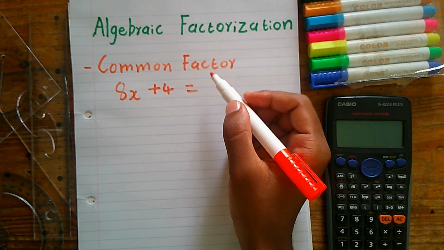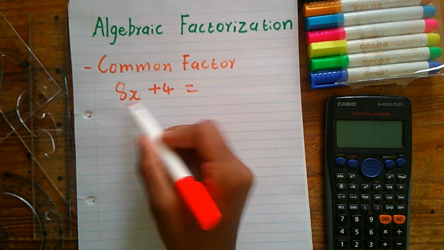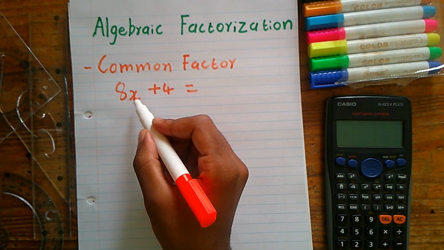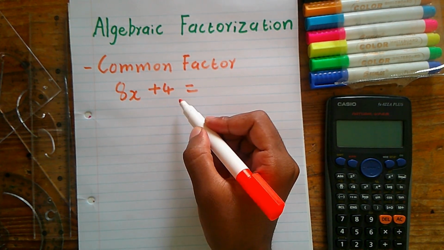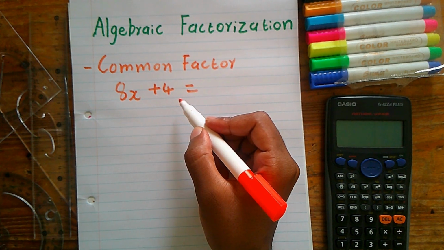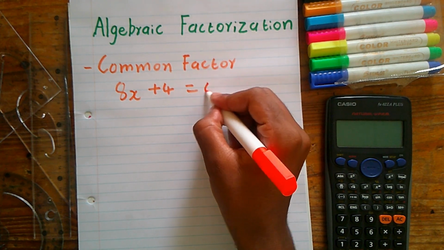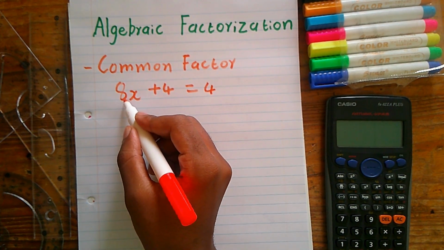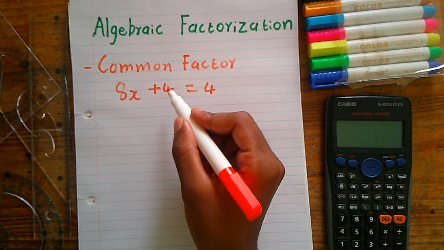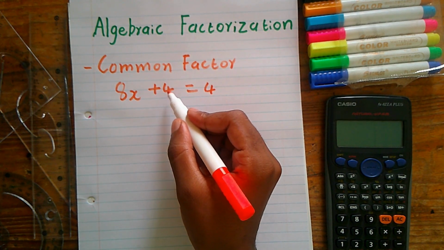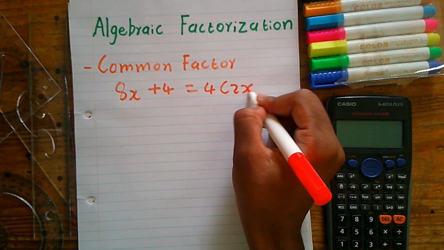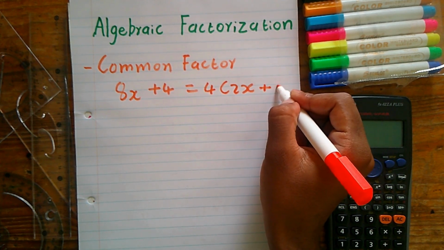Let's say we're required to factorize this expression. What we do is to take out the common factor between these two terms. What do you think the common factor is? If you said 4, then you're correct, because 4 goes 2 times into 8 and leaves nothing. It also goes once into 4 and leaves nothing. Then in our bracket we will have 2x plus 1.